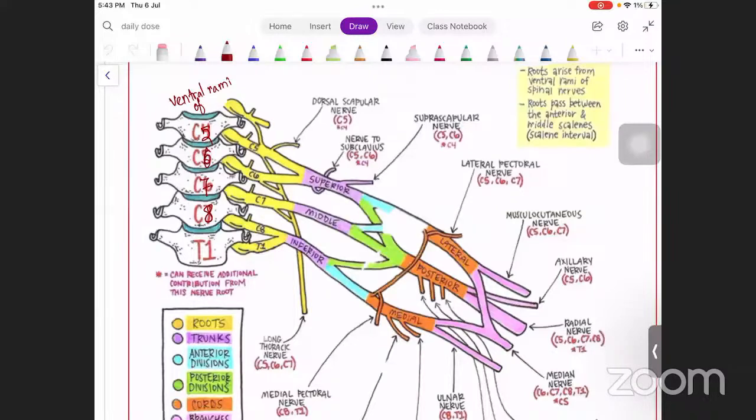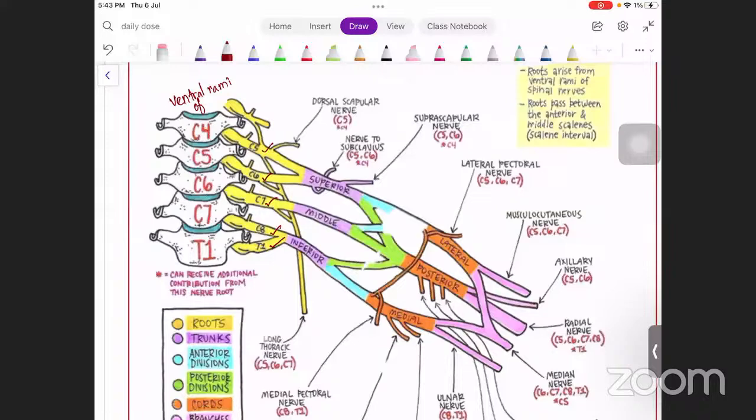So the ventral rami of C5 to T1 will be over here, and this gives rise to all the nerves. Here is the vertebral column, and here are the spinal nerves emerging out, highlighted in yellow: C5, C6, C7, C8, and T1. So the ventral rami of C5 to T1 form the roots of your brachial plexus. Sometimes it may also include C4 and T2.